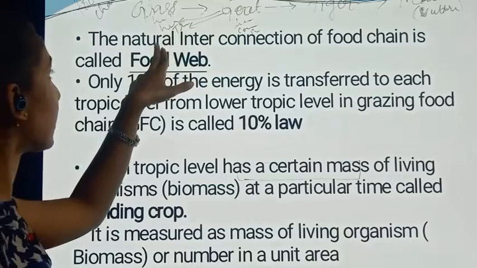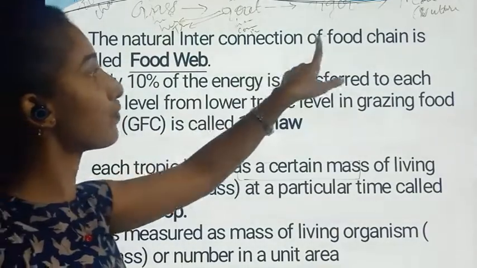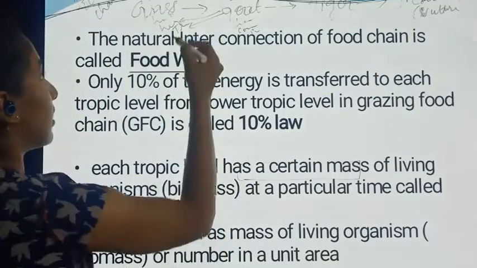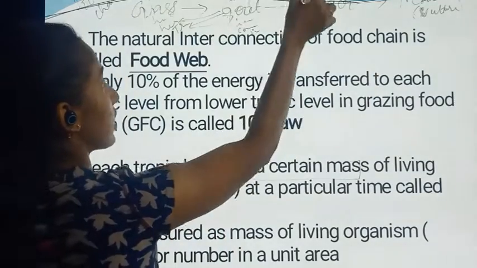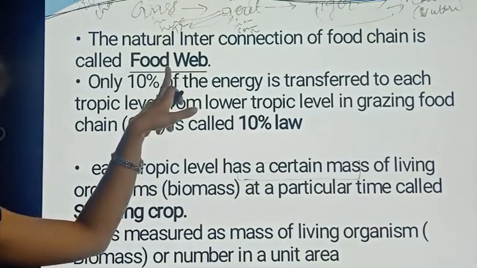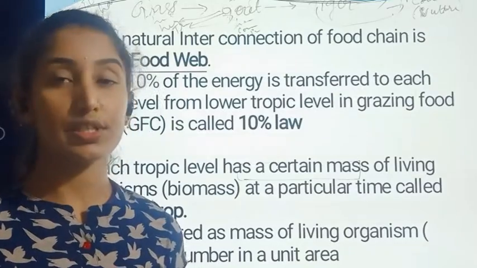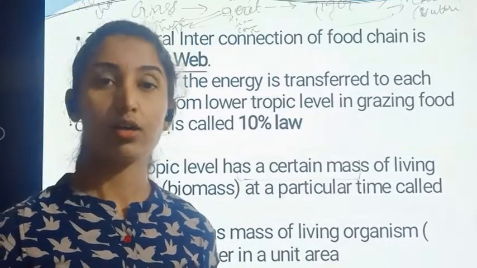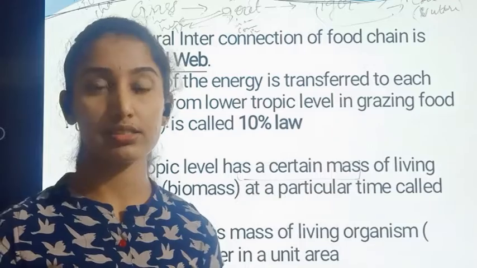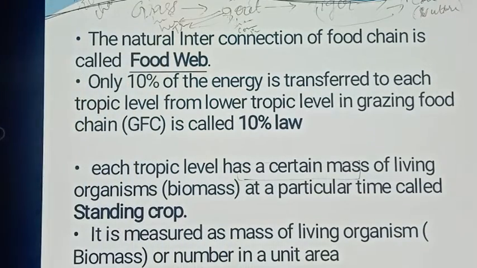Now we shall see the definition. The natural interconnection of food chains is called a food web. So the food web will balance the ecosystem despite the extinction of animals. This is how the food web works.